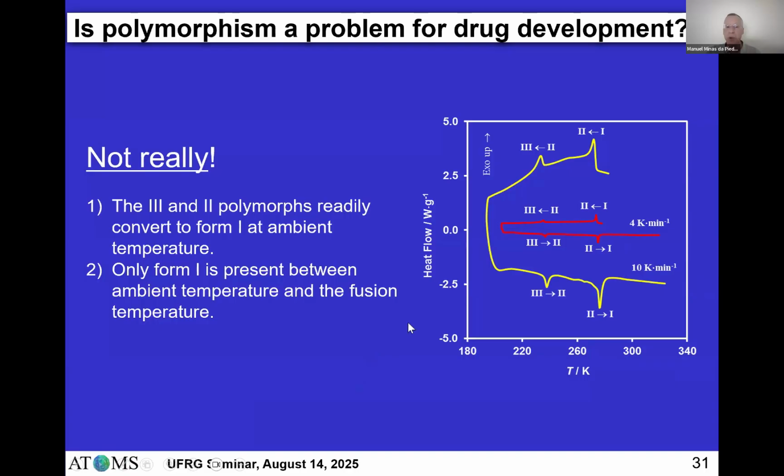Okay, and so this tells us that polymorphism, although it exists, is not a problem, unless you want to store your tablets at -20 or something like that. Okay?